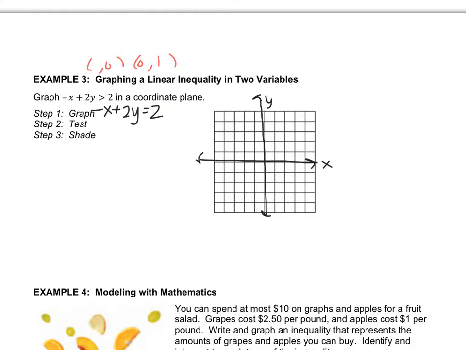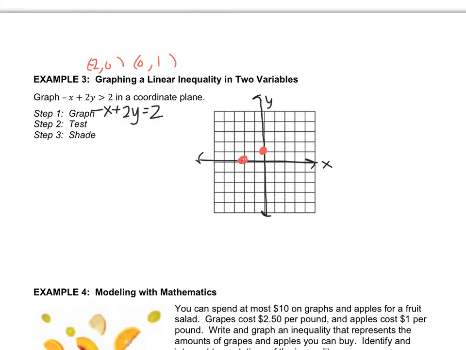And let me cover up the y. When I plug in 0 for y, then x would have to be -2. So I'm going to graph using this technique. So I'm going to graph (-2, 0) and (0, 1).